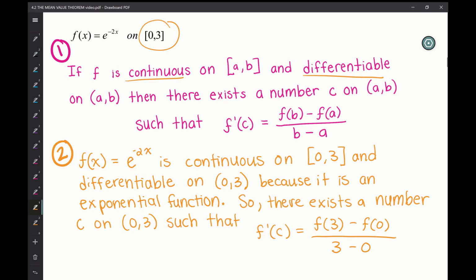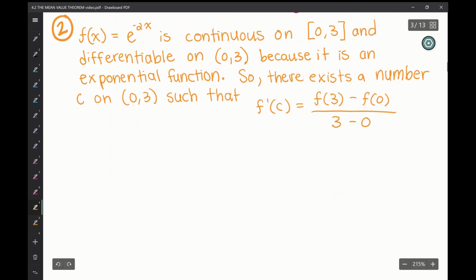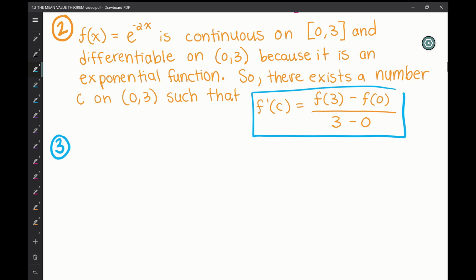Once you've stated the general mean value theorem and applied it to your function, the next thing you want to do is actually find the values of c that satisfy our conclusion. In order to do that, we have to actually figure out what f prime of c needs to be equal to. So we have to find f of 3 and f of 0.